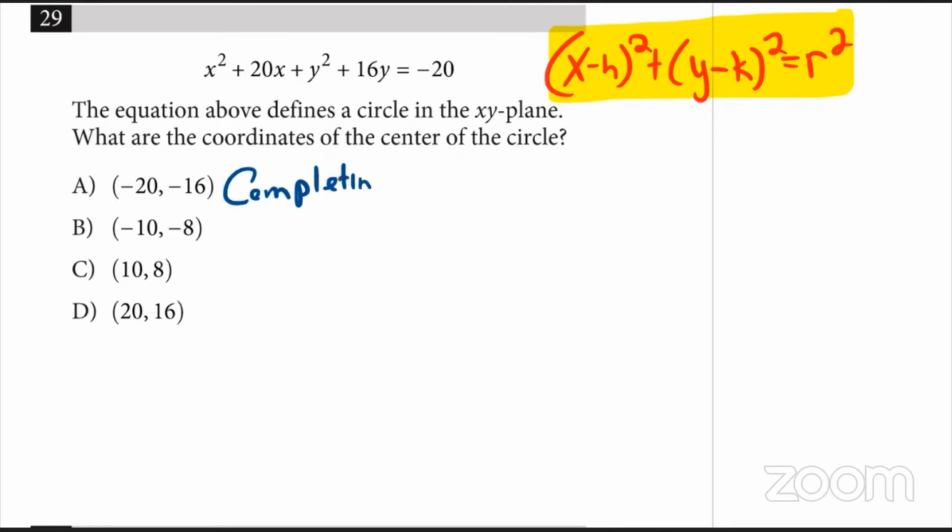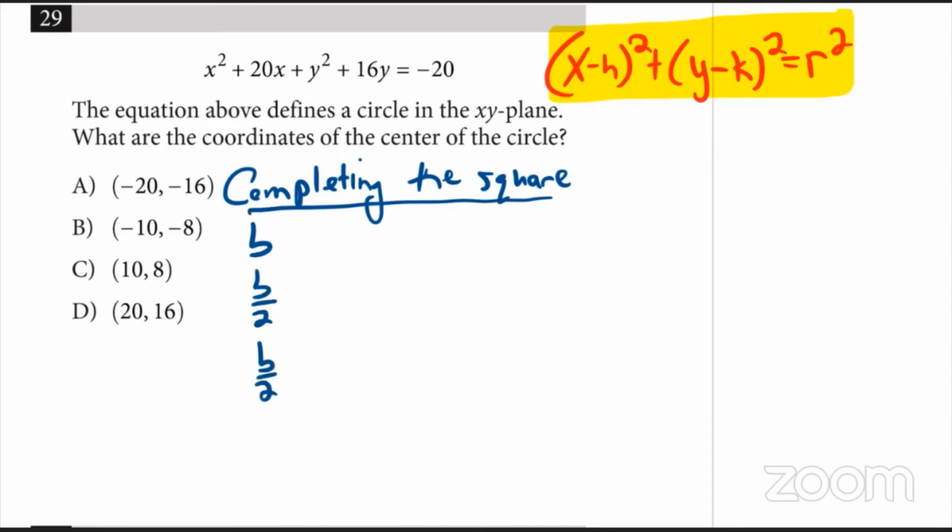So what's completing the square? It's the idea that we're going to create a perfect square trinomial in order to factor it and to get an equation to look the way we want it to look. And completing the square depends on knowing b over 2, and b over 2 squared.